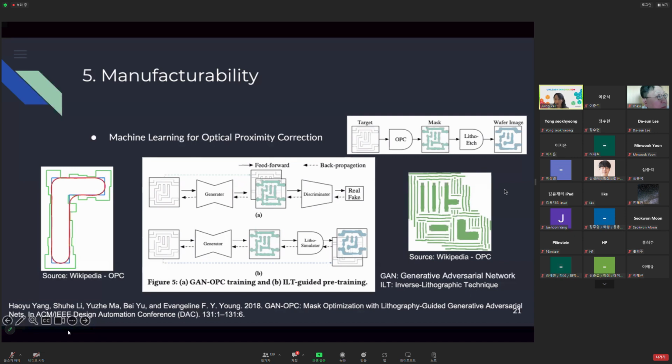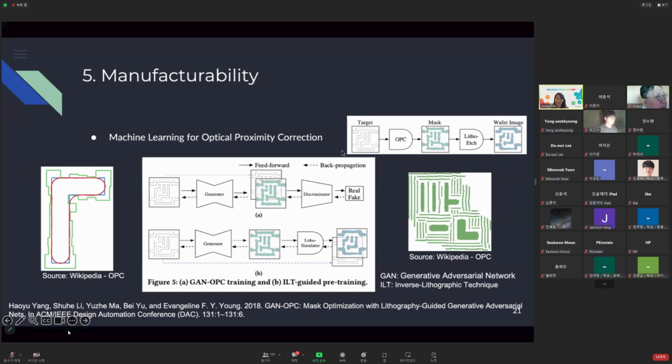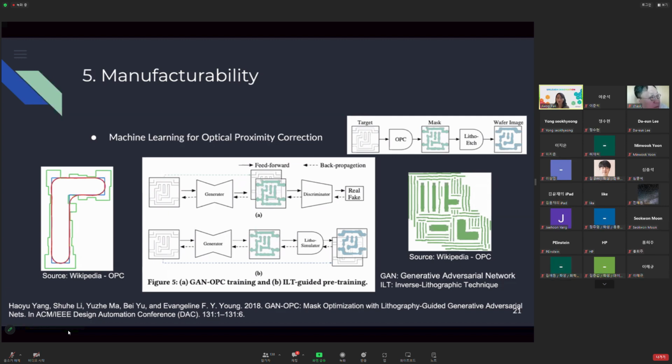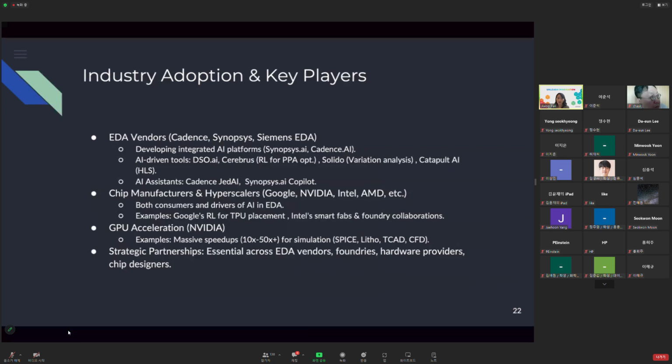And how to generate this itself is a field of study. And then for this manufacturability, some people did GAN-OPC, the mask optimization using the generative adversarial network. So to predict what will be the actual pattern and then give the feedback to the original design. So that's also another area of study. Okay, so I think I already covered most of them.